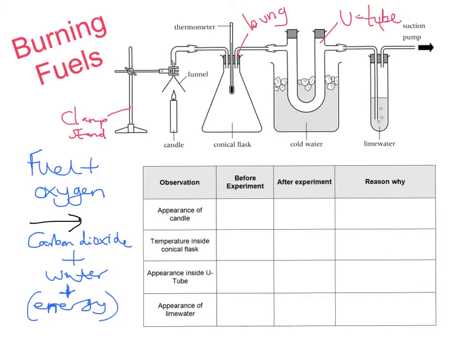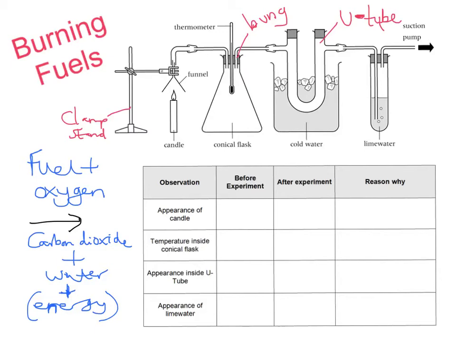You can see there's a bung just there sealing off that flask. Then this tubing continues into what's called a U tube, or we're going to call it U tubing here, that's sealed at both ends, but it's in cold water, and then the tube is continuous with one that extends down into a test tube full of lime water. And we've got a suction pump on the right hand side.